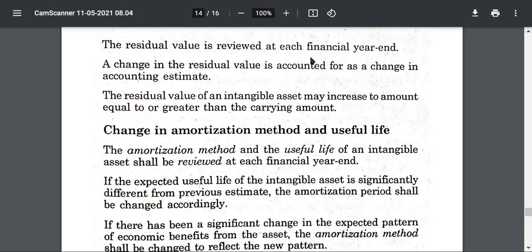And it is reviewed at each financial year end. Any changes is accounted for as a change in accounting estimate. Okay, kapag change in accounting estimate, the effect is prospective, meaning lahat ng nangyari in the past is in the past na. No need to change.